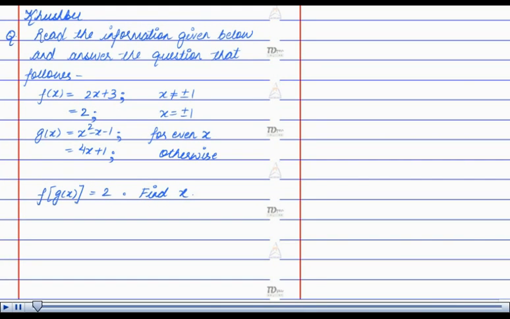Hello, I am Khushbu. The question is, read the information given below and answer the question that follows. f(x) = 2x + 3 for x ≠ ±1 and equal to 2 for x = ±1. g(x) = x² - x - 1 for even x and equal to 4x + 1 otherwise. f(g(x)) = 2. Find x.